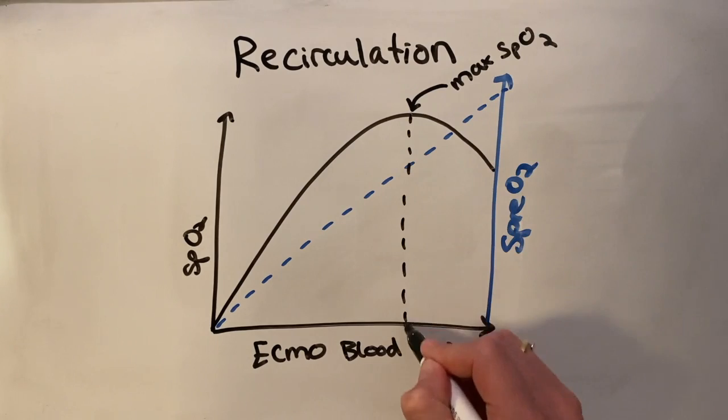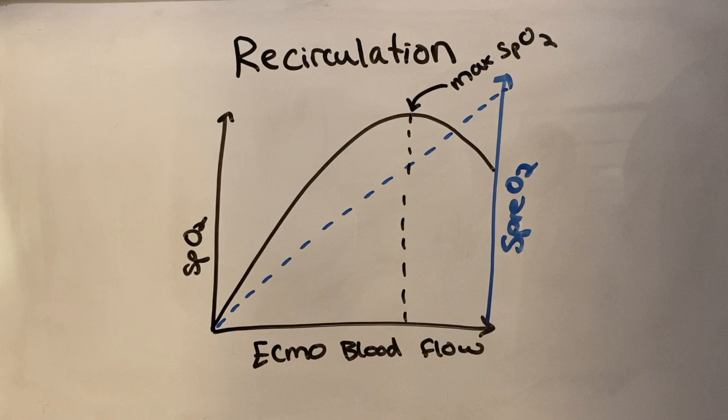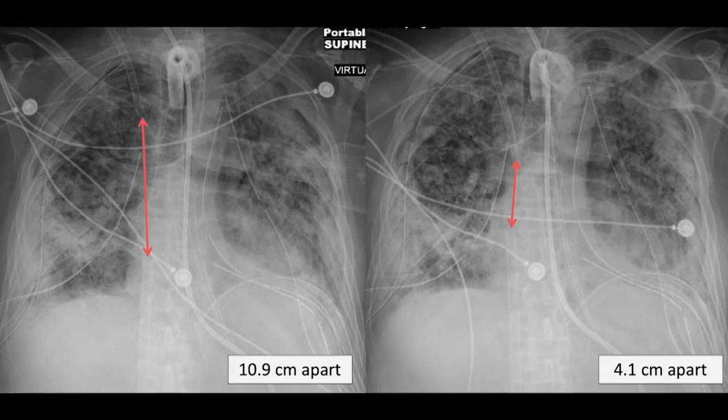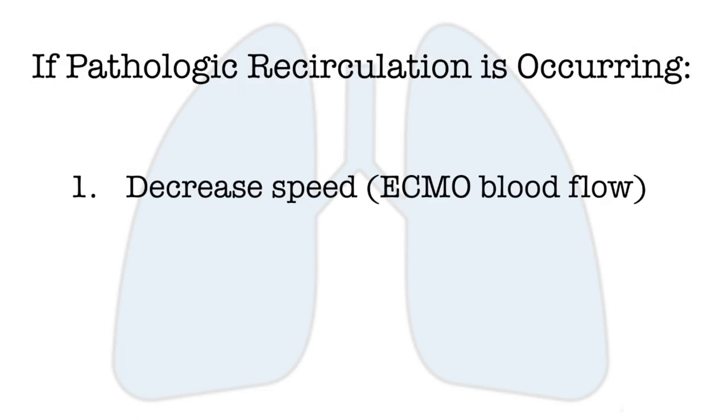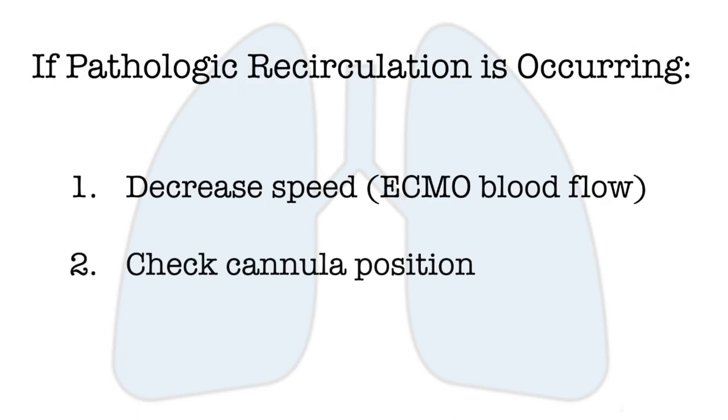Pathologic recirculation is occurring with increased flow to the right of this black dotted line where S pre-O2 is rising and the patient is becoming hypoxemic. Additionally, when cannulas are closer together, recirculation will increase. So, in summary, if you have pathologic recirculation, first decrease the speed, then check your cannula position.